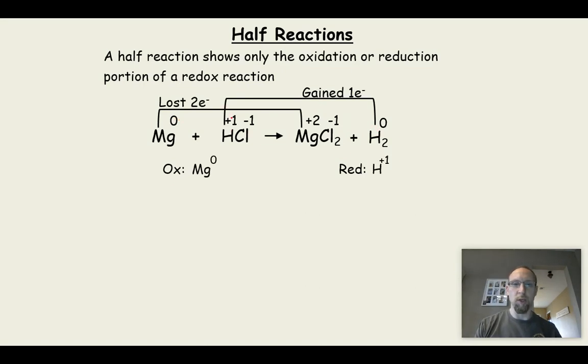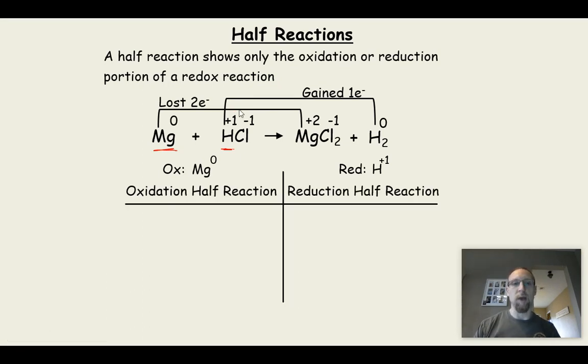So H+1 was reduced. So remember, we're always taking off of the left-hand side. So where the reaction is taking place, the reactant side. So Mg0 is oxidized, H+1 is reduced. So we're always getting our oxidized and reduced species, right? Remember what the species is, the element and its oxidation state. Those are always coming off of the left-hand side. So that's everything that we've done already. So nothing new. But now we're going to build upon that and write our half reaction.